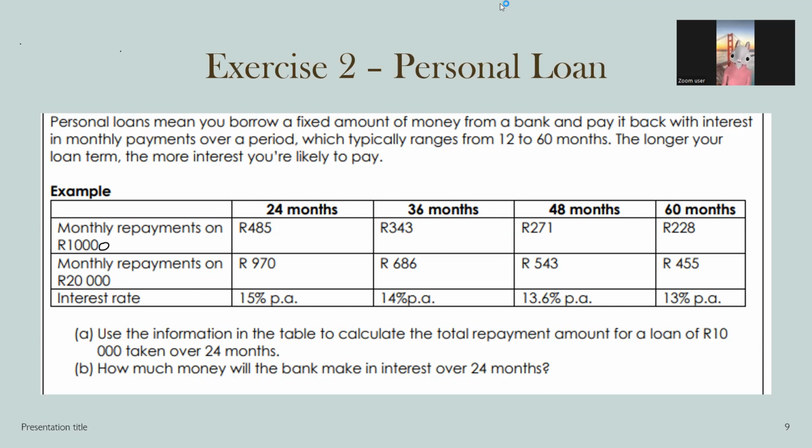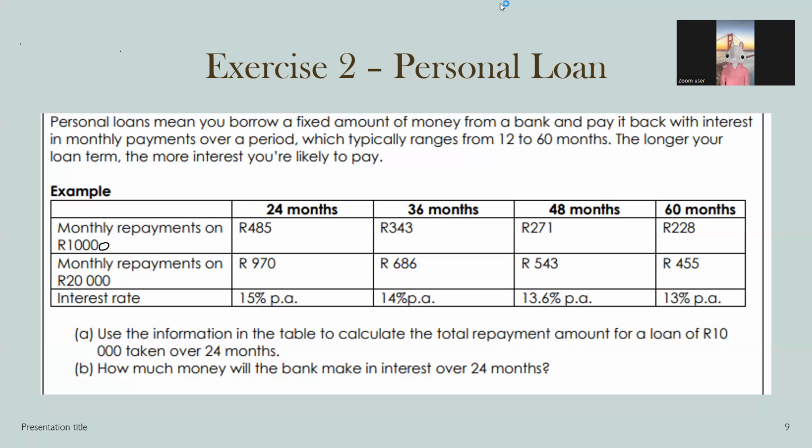Why is there a zero next to 1,000? Because the question is supposed to be 10,000 rand, not 1,000 rand. Oh, okay. So on the left hand side of the table they're giving us monthly repayments on 10,000 rand. For 24 months, you're going to have to pay 485 rand a month. For 36 months, you're going to have to pay 343 rand a month.